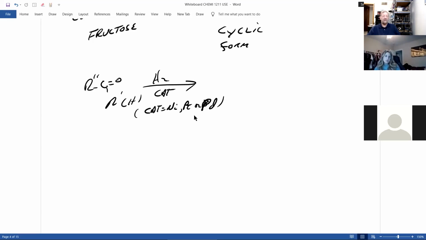If you have a ketone or aldehyde reacting with hydrogen and catalyst, you'll form an alcohol. Break the pi bond, not the sigma bond, and form this alcohol.